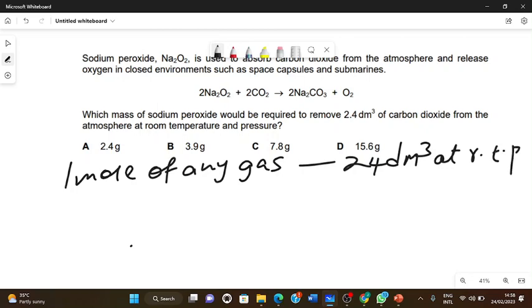Then you are asked to calculate which mass of sodium peroxide will be required to remove 2.4 dm3 of carbon dioxide from the atmosphere at room temperature and what pressure.